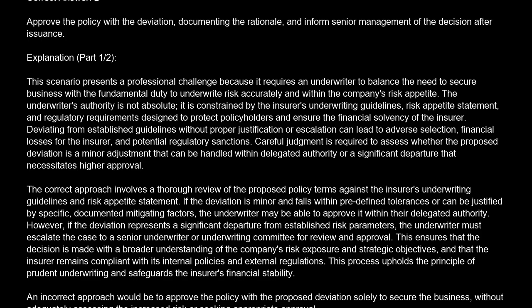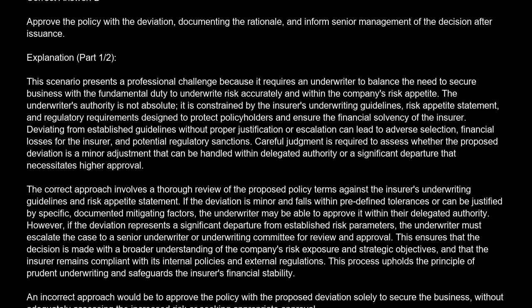The underwriter's authority is not absolute. It is constrained by the insurer's underwriting guidelines, risk appetite statement, and regulatory requirements designed to protect policyholders and ensure the financial solvency of the insurer. Deviating from established guidelines without proper justification or escalation can lead to adverse selection, financial losses for the insurer, and potential regulatory sanctions. Careful judgment is required to assess whether the proposed deviation is a minor adjustment that can be handled within delegated authority or a significant departure that necessitates higher approval.